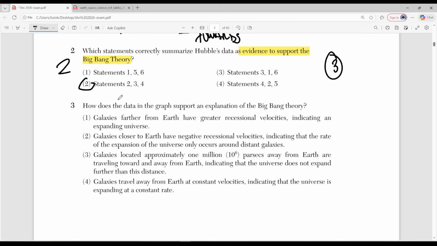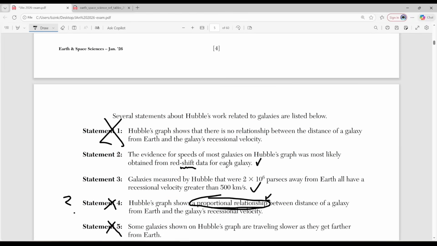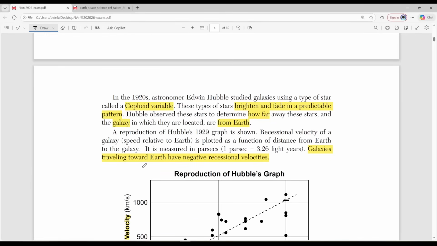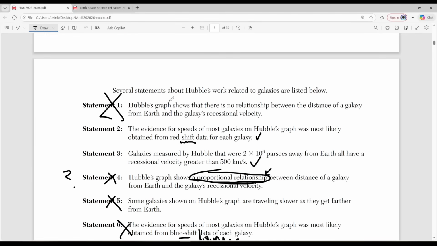All right, number 3. How does the data in the graph, we're going to grab our highlighter, support an explanation of the Big Bang Theory? So it just wants us to look at the graph. Okay, let's just go one by one. Galaxies farther from Earth have greater recessional velocities, indicating an expanding universe. That's the right answer. I already know it's going to be, but we're going to check. Number 2, galaxies closer to Earth have negative recessional velocities. No. They said in the reading that negative recessional velocity means that it's traveling towards, right? Yeah, traveling towards the Earth. So that is incorrect automatically.